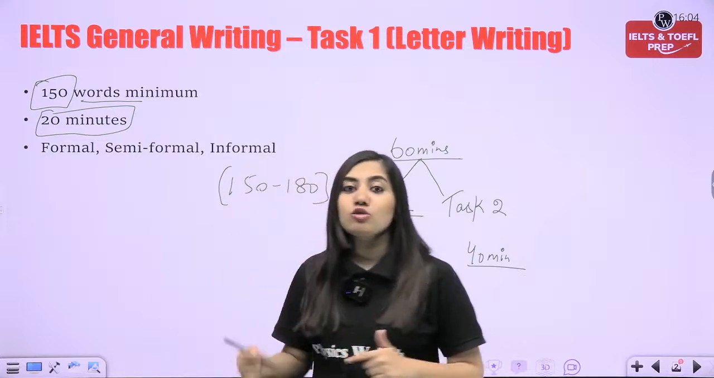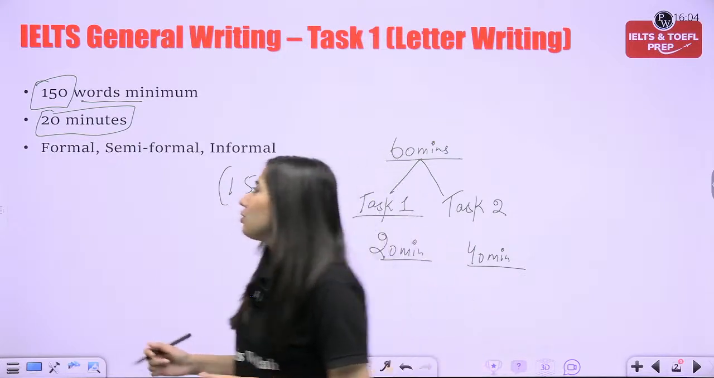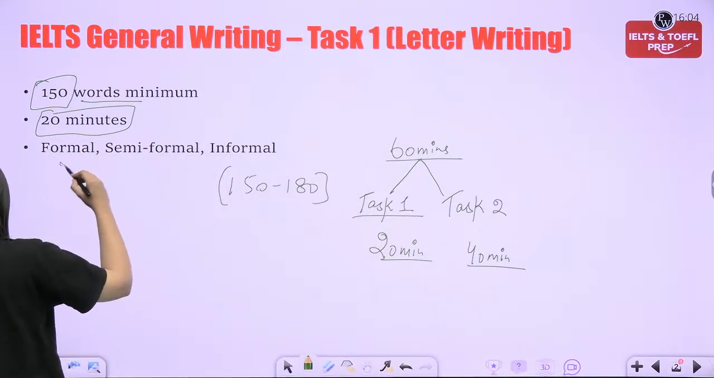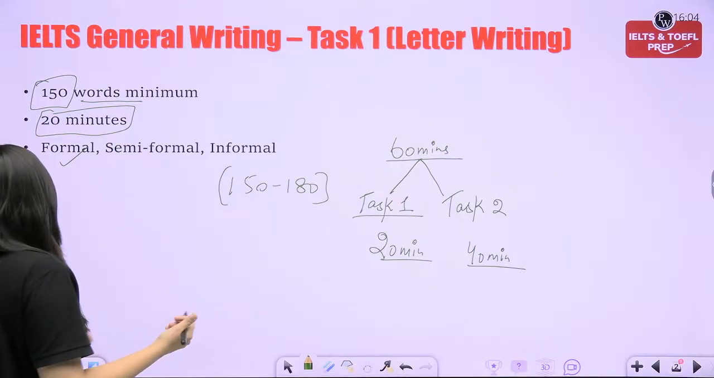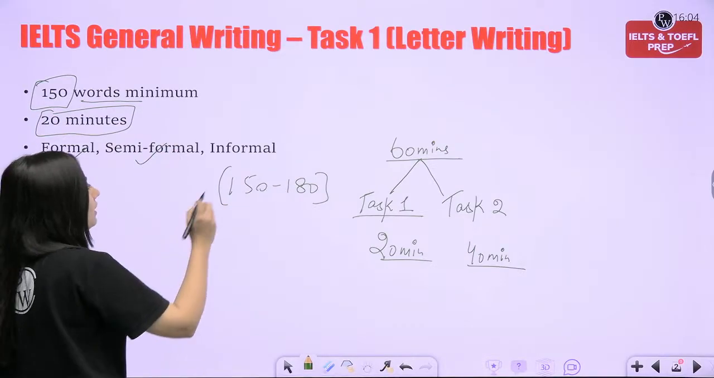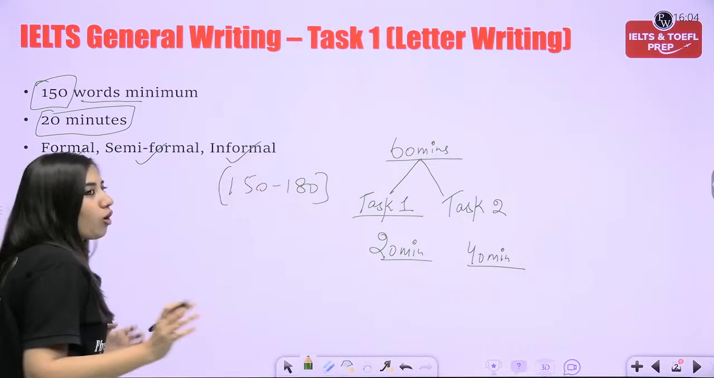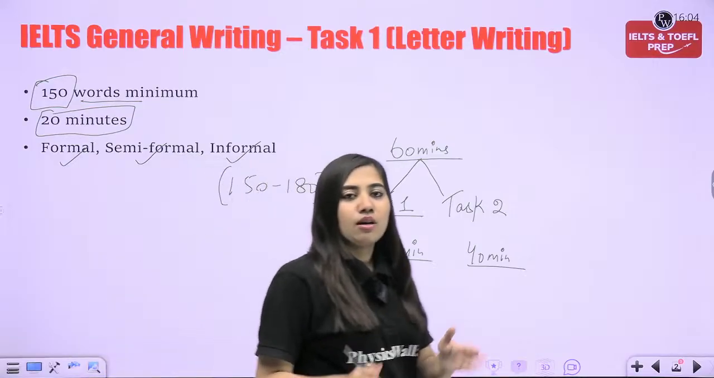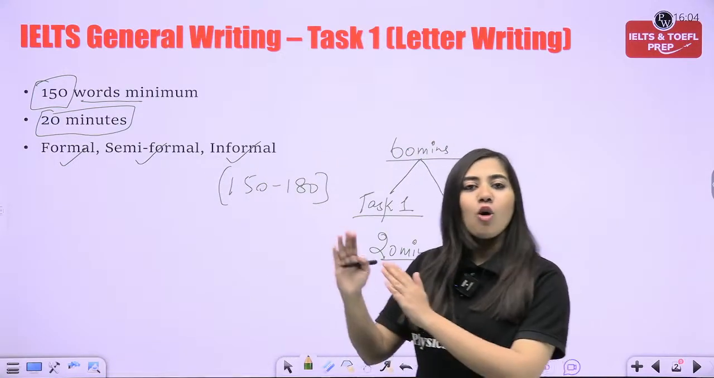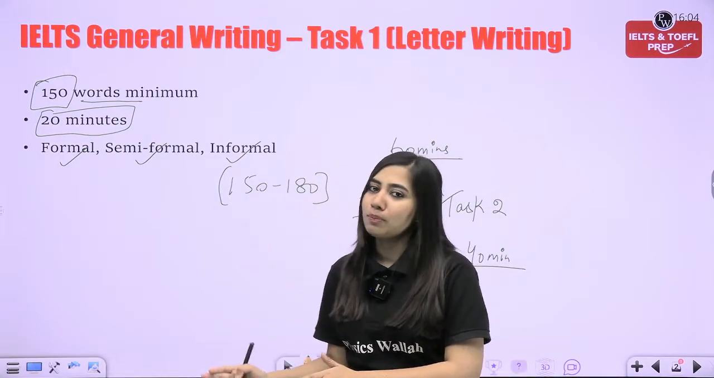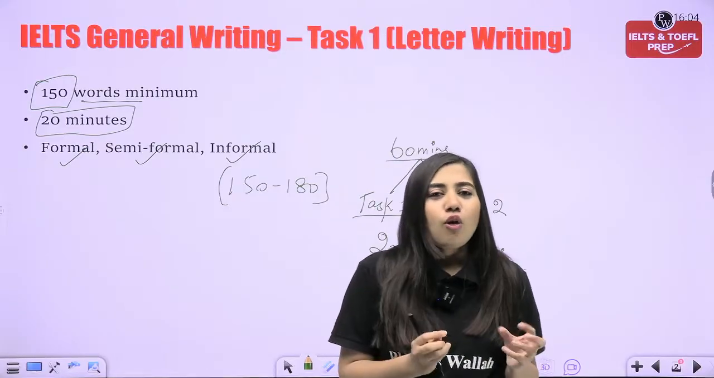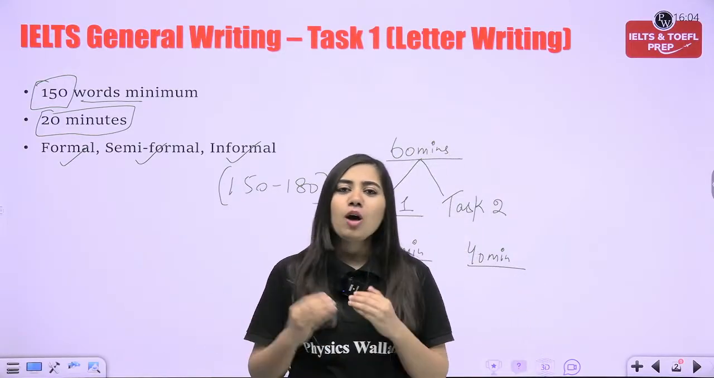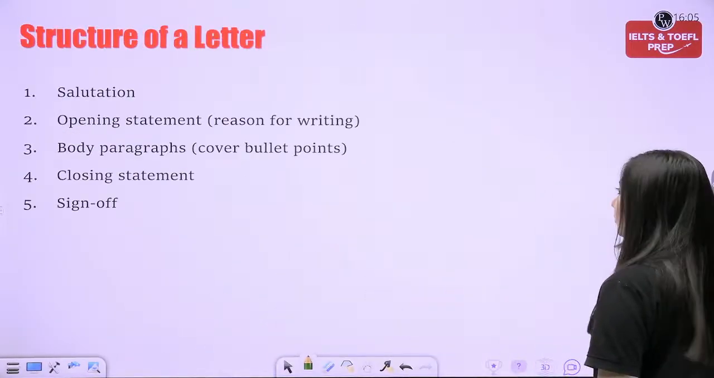Within 20 minutes, what can you have? You can have a formal letter, it can be semi-formal, it can be an informal letter also. So there are three types: formal, semi-formal, or informal. Once you see formal, semi-formal, informal, how will you get to know? Moving ahead, what do we see?